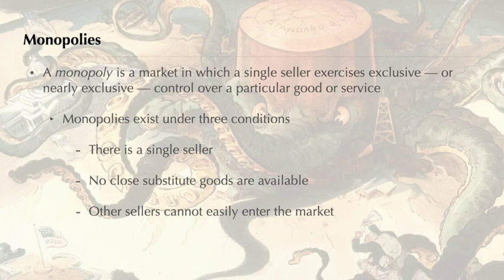Because a monopoly's market structure dictates that a single seller controls all production of a good or service, the conditions found in a monopoly are the opposite of those found in perfect competition. In general, a monopoly exists when three conditions are present. There is a single seller, no close substitute goods are available, and other sellers cannot enter the market easily.